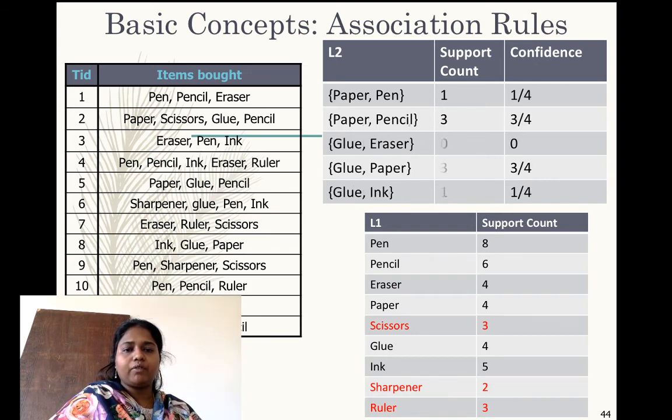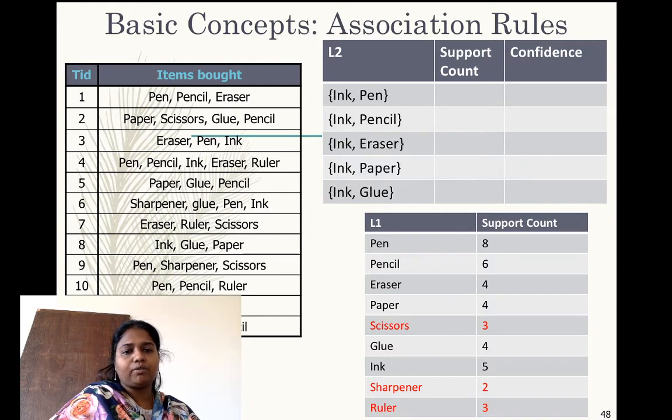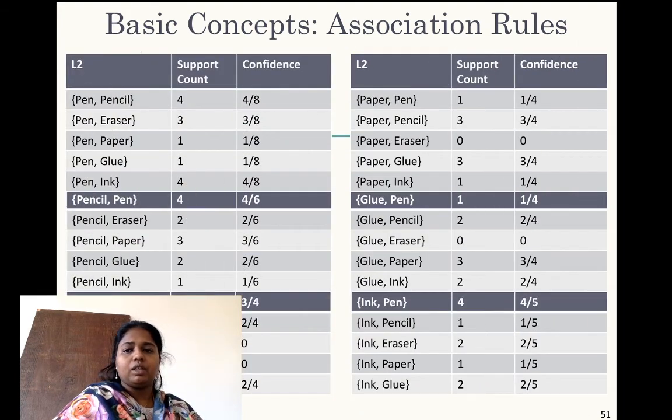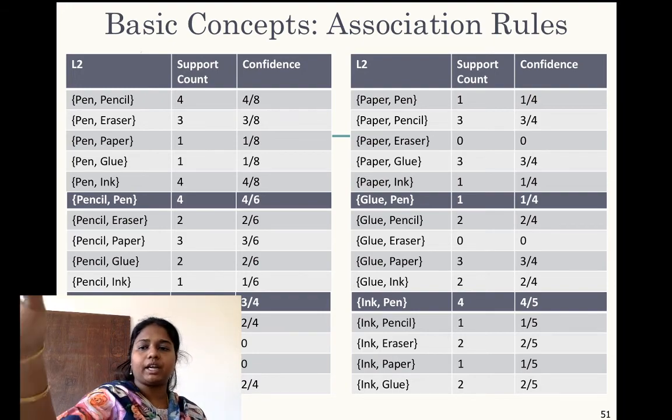The same way I've done for glue, and I've also done for ink. These are the possible combinations. So I've done with them. Now this gives me the set of all L2. With pen as predecessor, I've got some.